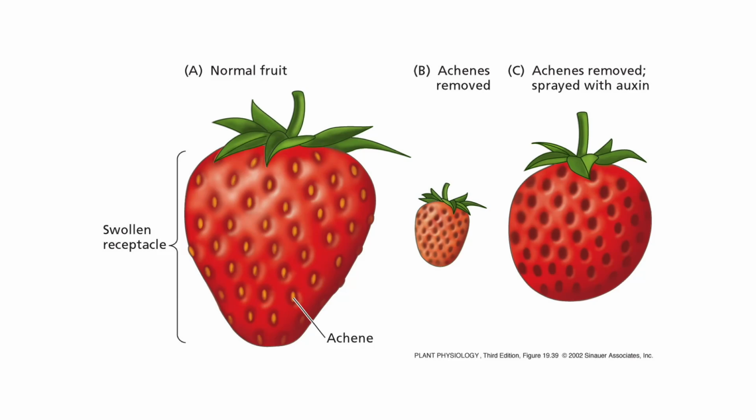When the achenes are removed, the receptacle fails to develop normally. Spraying the acheneless receptacle with IAA restores normal growth and development, so auxin can regulate fruit size and shape.